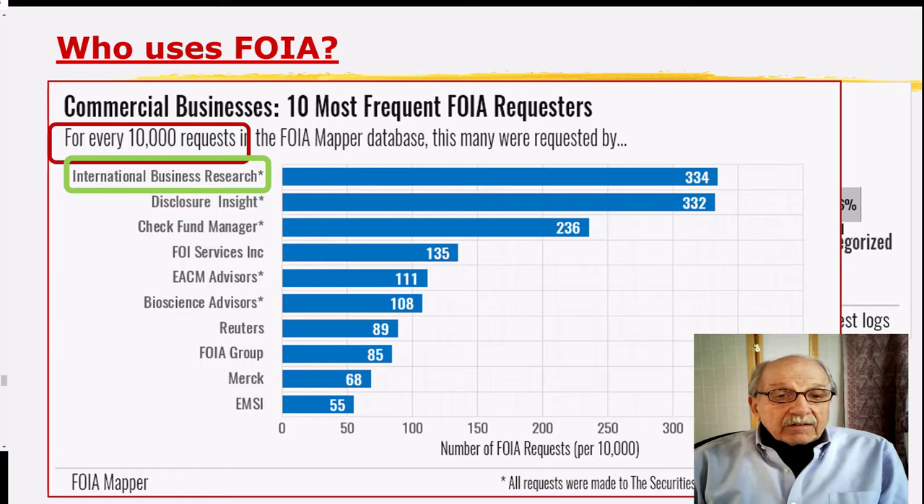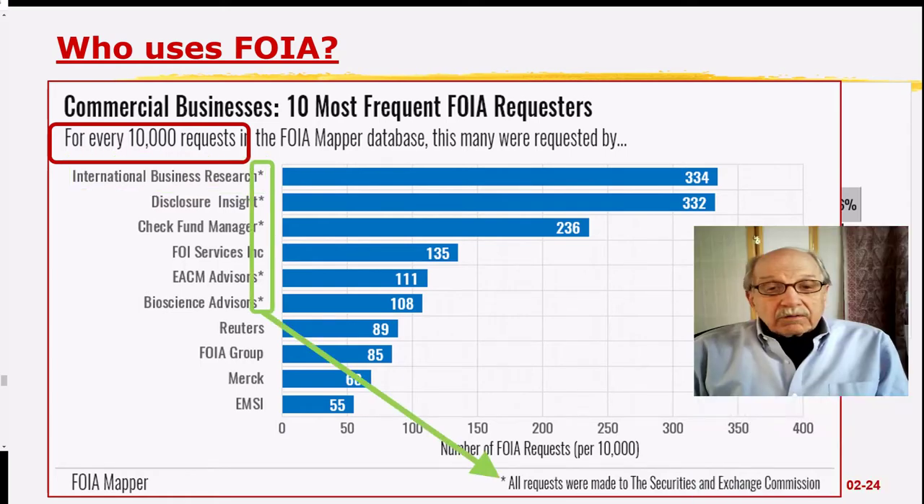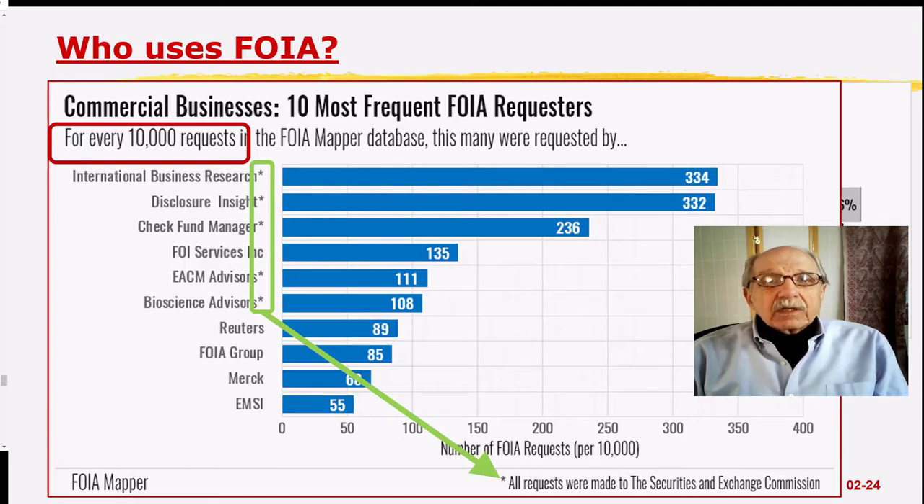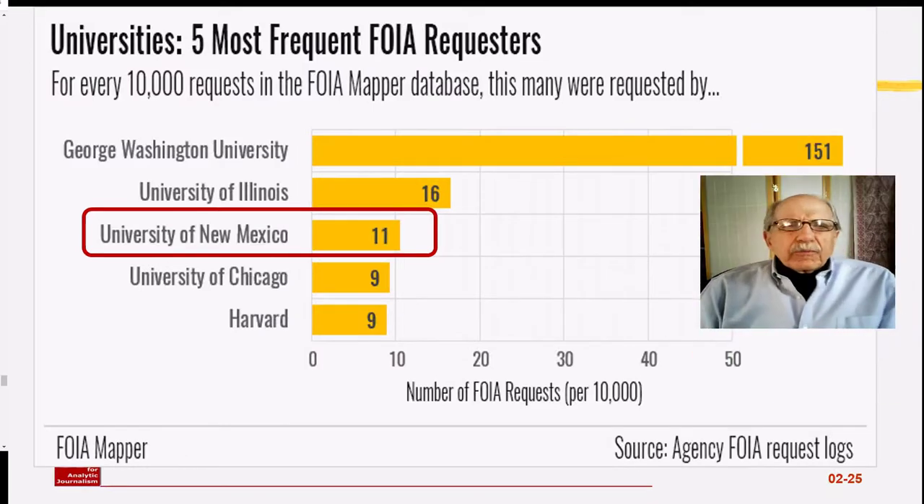Note, too, that 5 of these 6 categories are tapping data held by the SEC, the Securities and Exchange Commission, suggesting that clearly government data has significant economic value. And here's a surprise. Who from the University of New Mexico, even more so than the University of Chicago and Harvard, is hitting what federal agency with FOIA requests, and why?